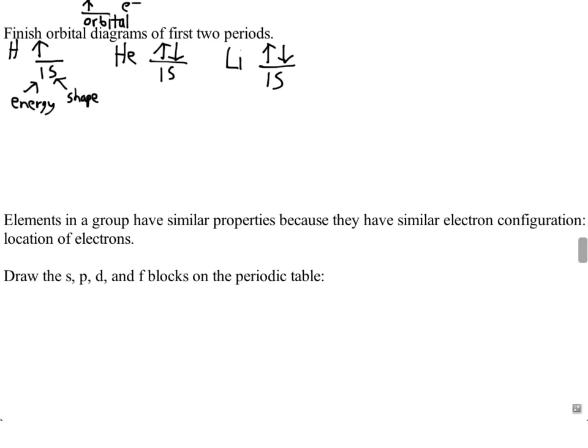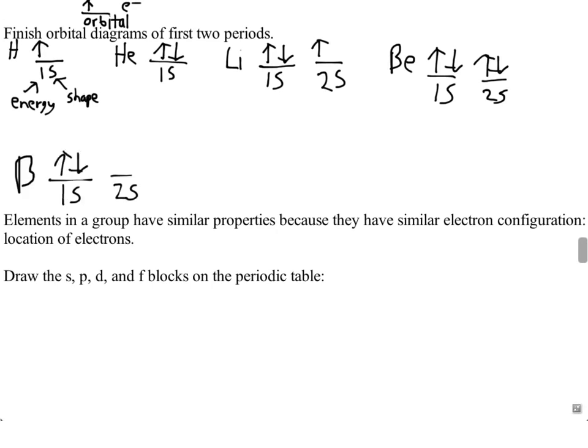And so then lithium, we need a new orbital because each orbital only holds 2 electrons. So that'll be the 2s with 1 electron. Beryllium, all the electrons will be paired up, so that'll be diamagnetic. Boron, we need another orbital, so that'll be one of the 2p orbitals with 1 electron in it.